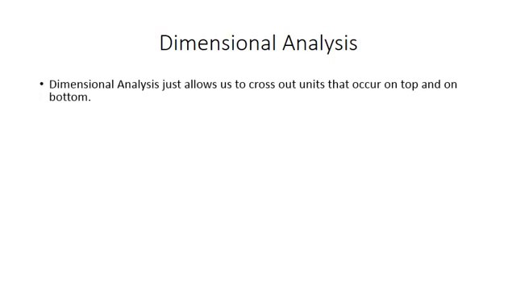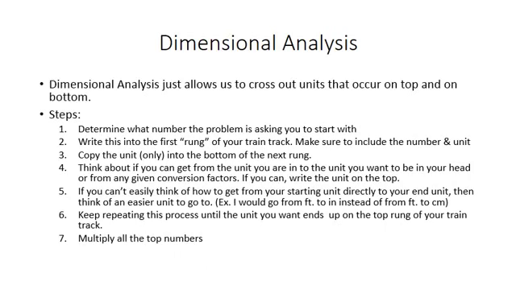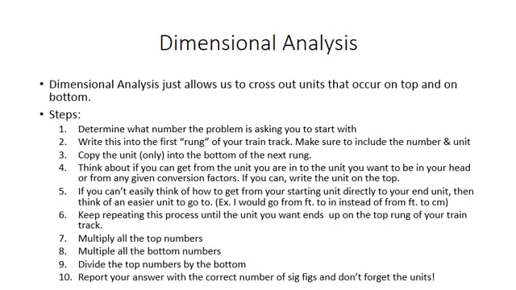Go through dimensional analysis again real quick. Again, this just allows us to cross out units. Steps here. Basically, we determine what number we're starting with. We write it in our first little train track. We copy our unit onto the next bottom, and then we just start our conversions until we get to the unit that we need to be in, multiply and divide, and then report our number with significant figures.